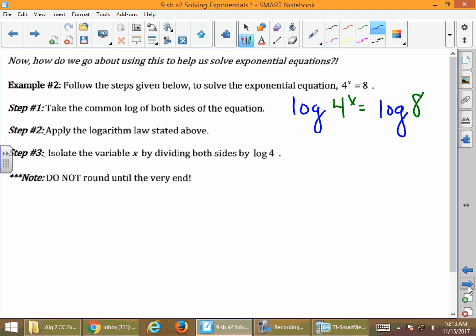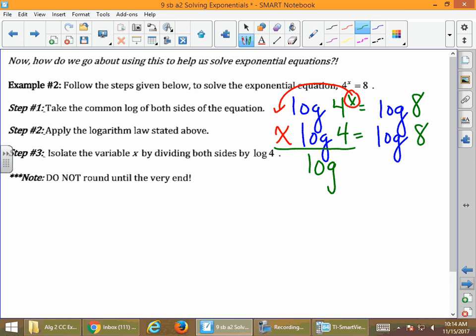Second step, use the logarithm property that we just talked about. And that logarithm property says that we're going to take this exponent and we're going to rewrite it as a coefficient. So that's going to be step 2. So it's going to be x times log of 4, and we have log of 8. Third step. Isolate the variable x by dividing both sides by log of 4. It's x multiplied by log 4, so our inverse operation is going to be to divide by log 4.